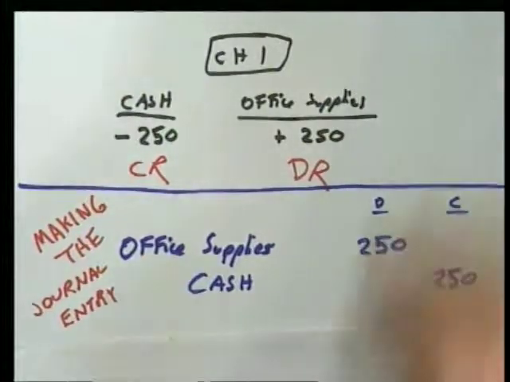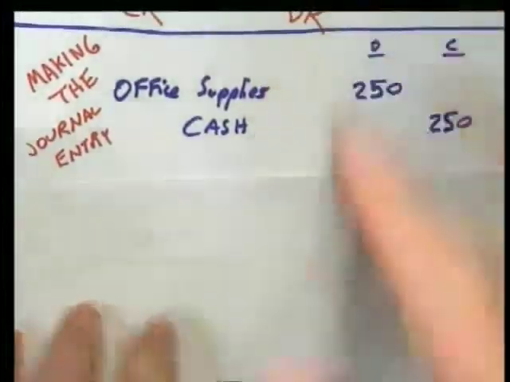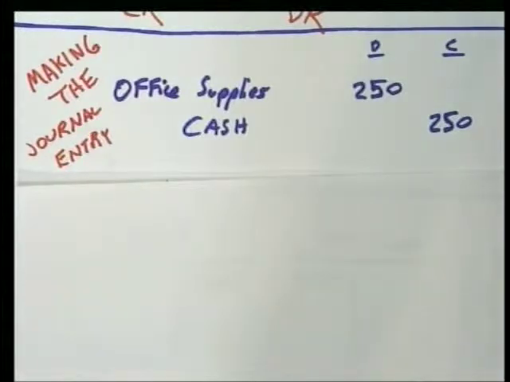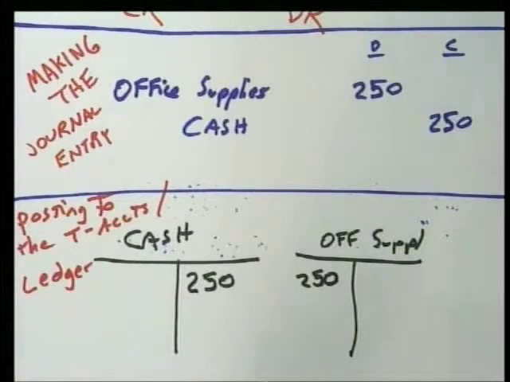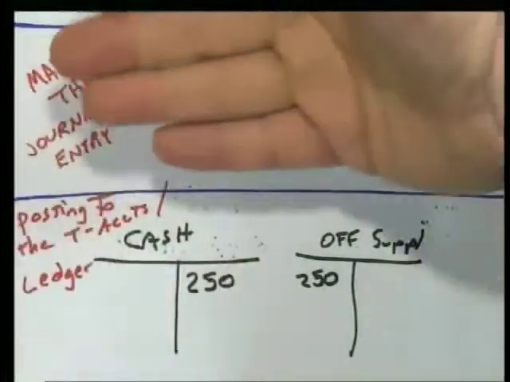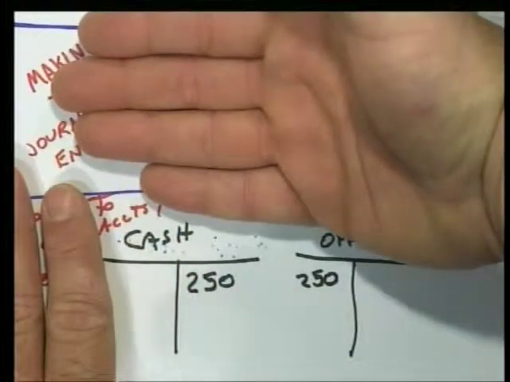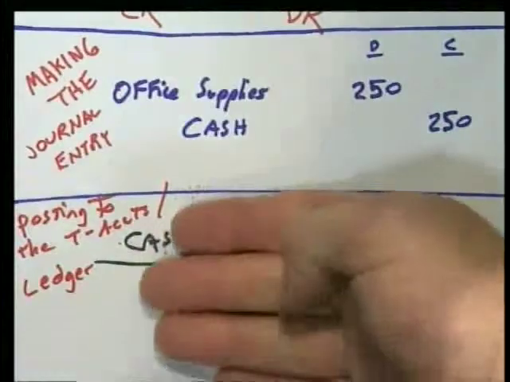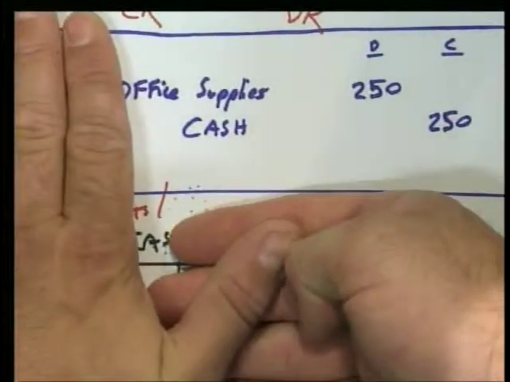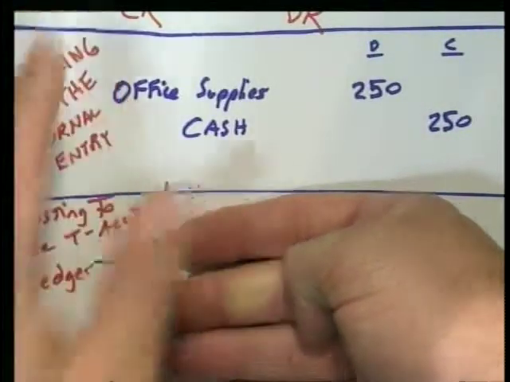This is called making the journal entry. Now that step takes place before we post to the T accounts or to the ledger. And that's what this looks like. Now, once again, if I ask you to make journal entries, don't do this. It needs to look like that. Everybody understand the difference between those two?